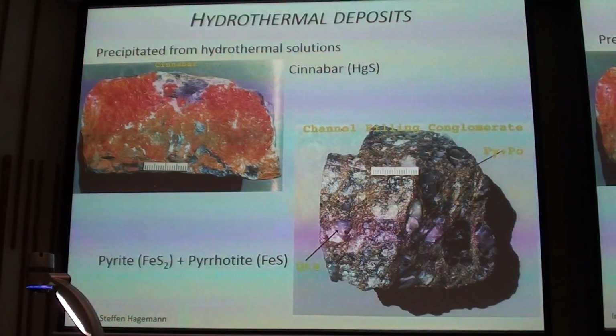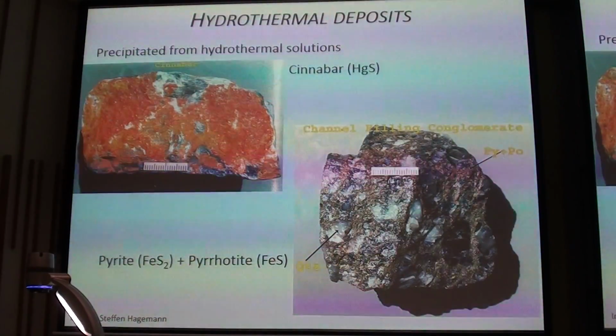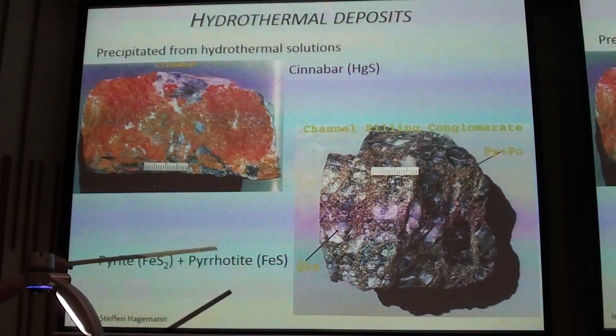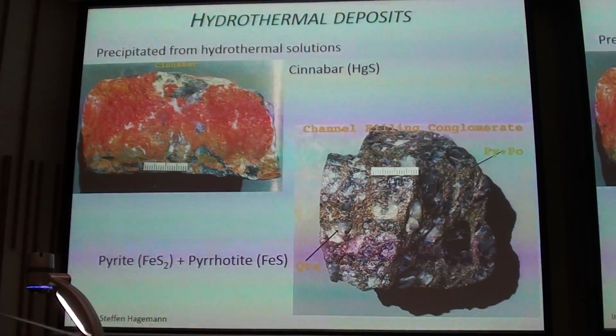Then we can have hydrothermal deposits, and they often occur in veins. Like this is the surface of a vein with cinnabar, or they can occur with hydrothermal solution infiltrating a porous medium, such as this conglomerate with quartz pebbles, and a solution percolating through the porosity and forming pyrite and pyrrhotite.